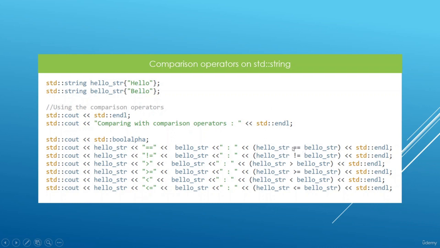Hello str is equal to bello str. This is going to be false because they are not equal. The characters are not the same inside. They are different, so the second line is going to be true. Hello is greater than bello. That's true because H comes after B. That should be true, so this is going to give us true. The other one, greater or equal, is also going to be true, but the last two are going to be false because hello is not less than bello lexicographically or in alphabetical order, if you want a nicer way to say that.